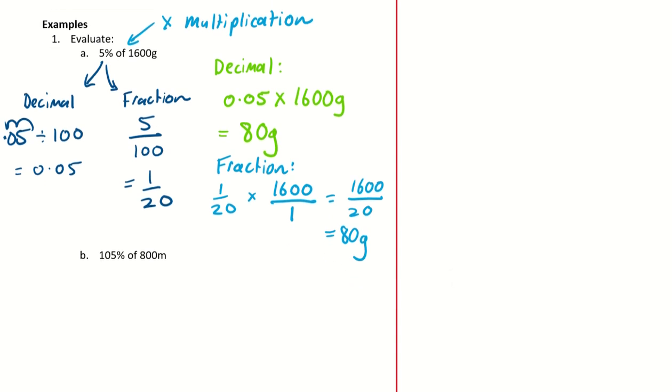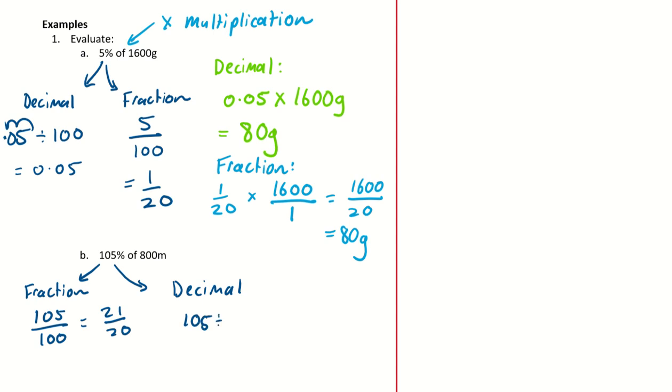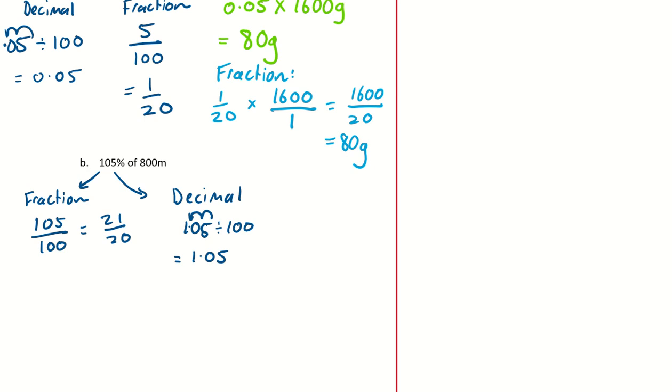The next example here, okay, so we have 105%. So as a fraction, I write this with a denominator of 100. Okay, and that will simplify down to 21 over 20 as they're both divisible by 5. Now I can write it as a decimal. Okay, so I have 105 and I divide that by 100. I move the decimal place twice and it would give a solution of 1.05. So now I'm going to multiply them both by 800 meters.